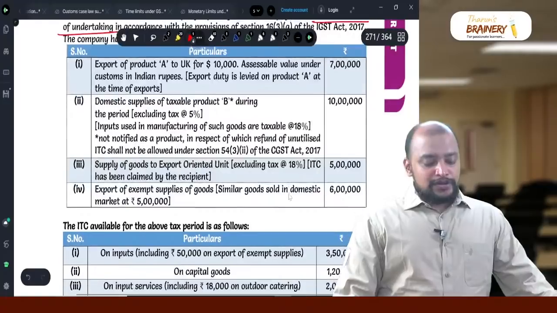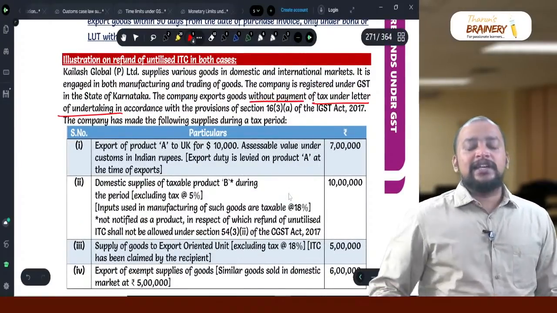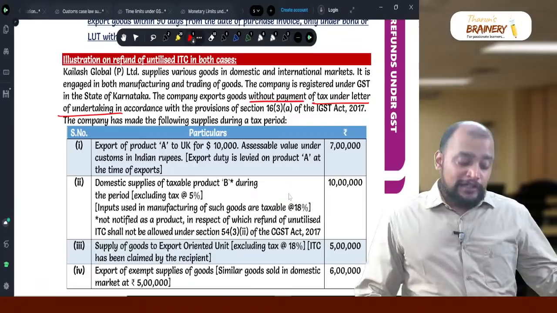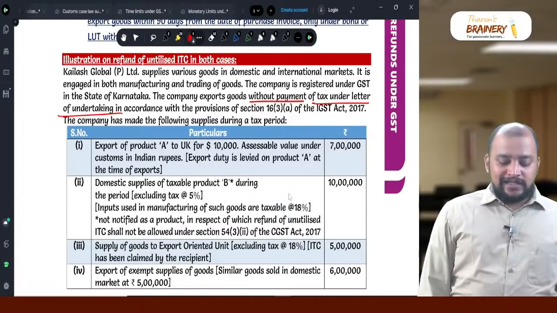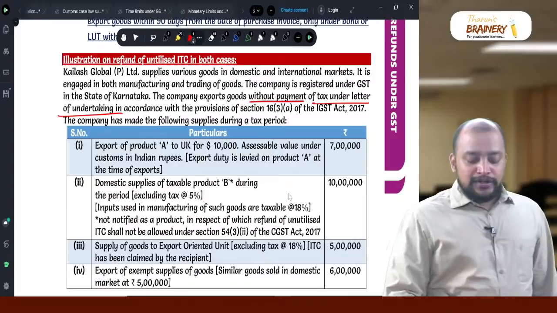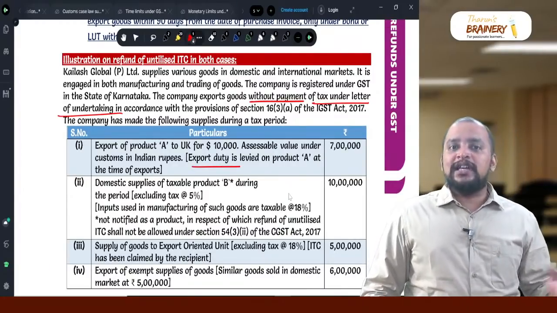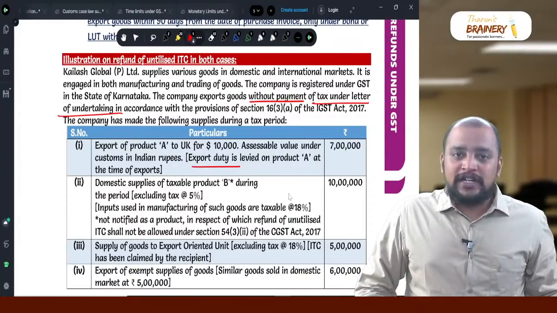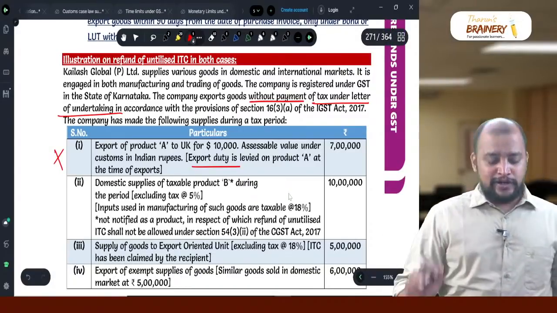So in this case, without payment of GST, they will be claiming refund of unutilized ITC. First, export of product A. The assessable value under customs, export duty is levied. In case the goods exported are chargeable to export duty, refund of unutilized ITC is not available. That is a restriction. So in this case, refund of unutilized ITC is not possible.